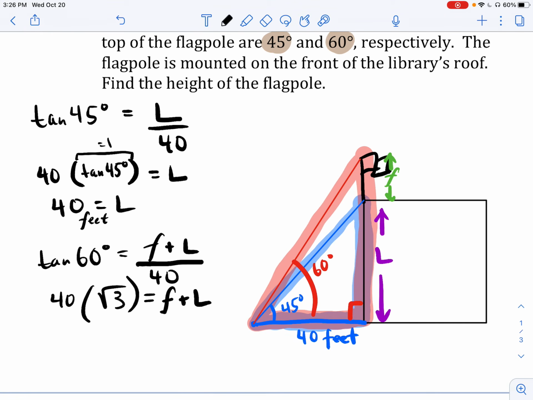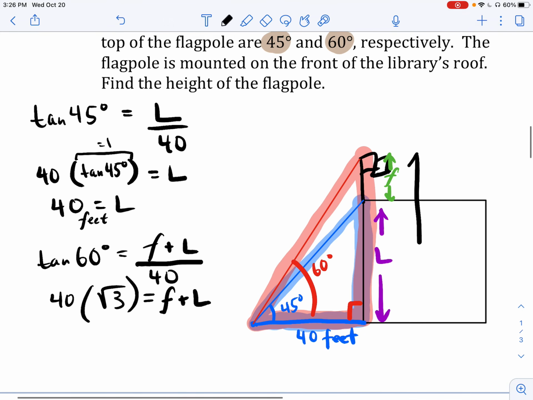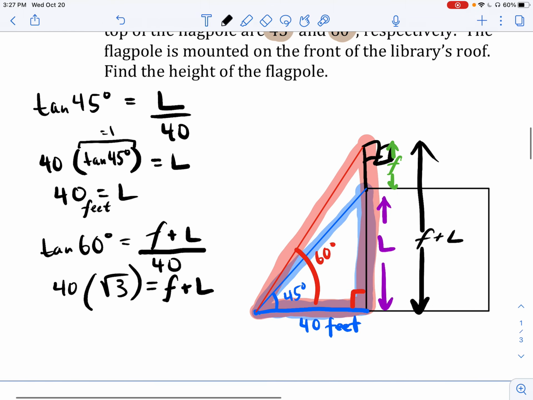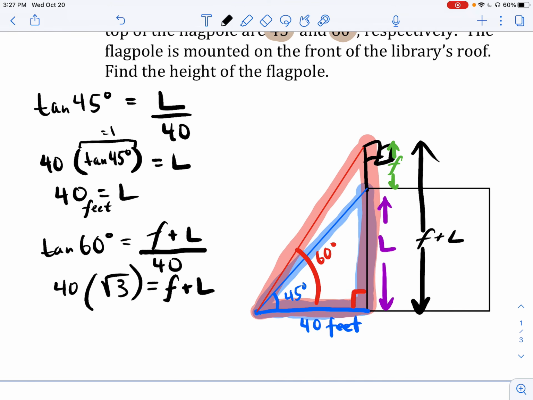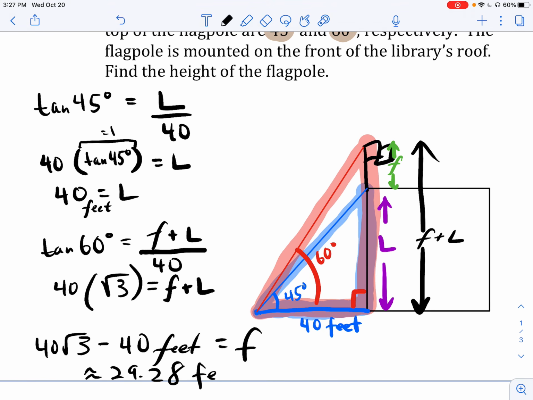There we go. All right, so this is referring to this entire height, which is the height of the flagpole plus L. This is F plus L. So if I know that the height of the flagpole plus the height of the library is 40 root 3, that means 40 root 3 minus 40 feet has to be the height of the flagpole, which in this case turns out to be approximately 29.28 feet.